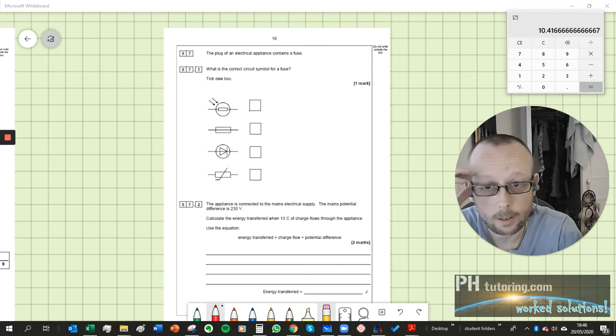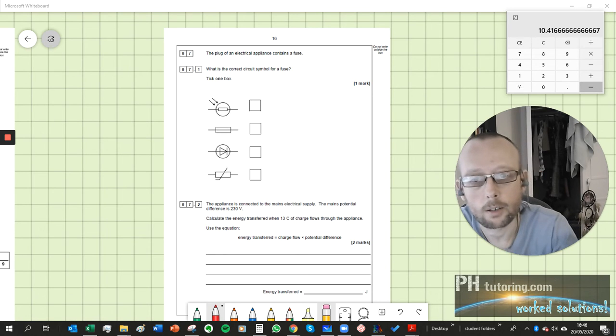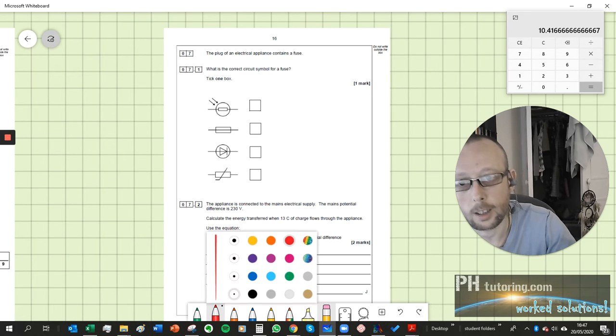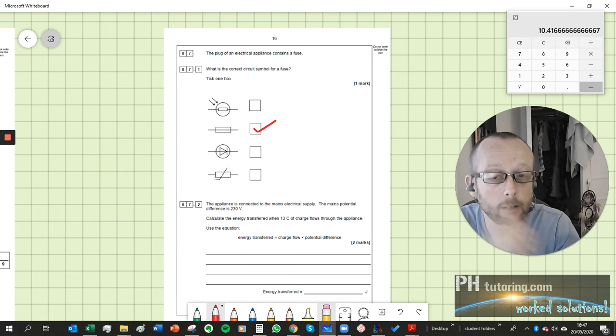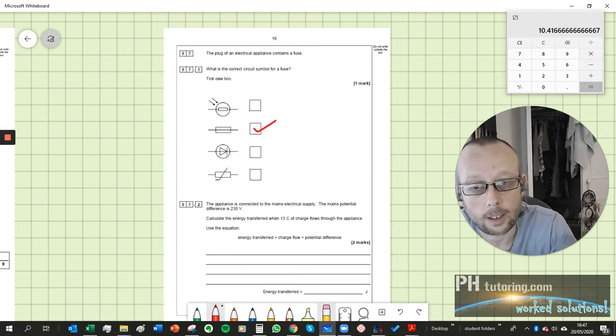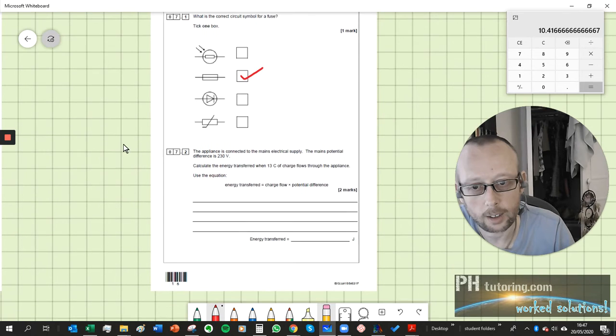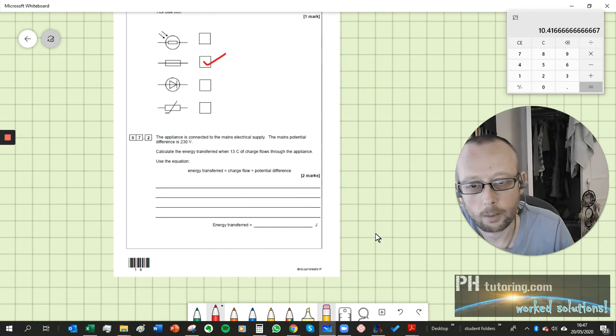Question 7 now. What is the correct unit for a fuse? Okay, a fuse is this one. A good way to know is that a fuse is basically a little glass cylinder with a thin bit of wire going through it, and this wire is designed to break if a current goes above a certain level. So that should help. Once you know what a fuse is, then you shouldn't forget the symbol. Let's continue with this question.